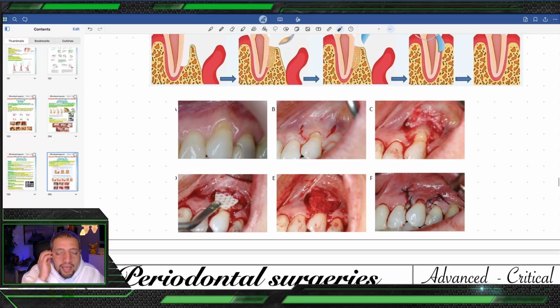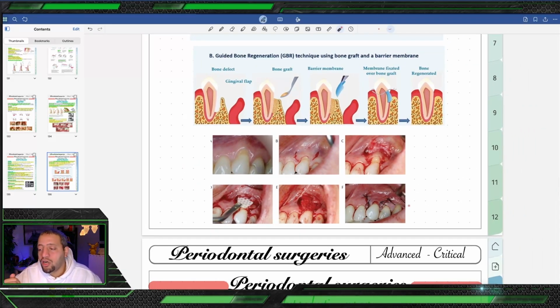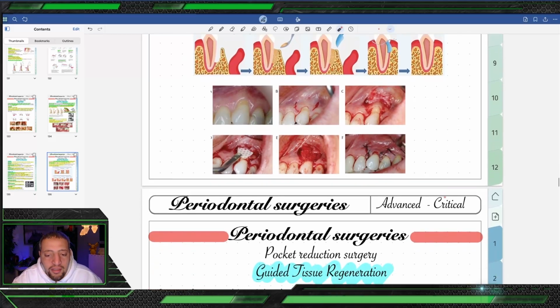So GTR can be used for gaining root coverage. Yes, it can be used for root coverage. GTR requires enough attached gingiva, it uses a coronally positioned flap, and it requires a good suturing technique to ensure no epithelium is covering this area.